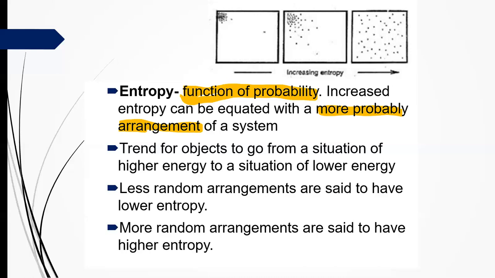Entropy holds true because objects tend to go from situations of higher energy to situations of lower energy. The less random arrangements are said to have lower entropy. The more random arrangements are said to have higher entropy, and higher entropy means that we have less energy.